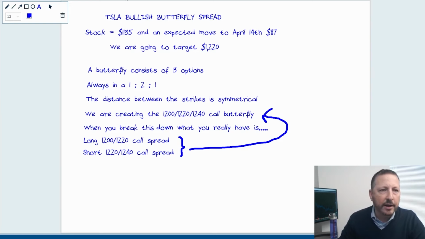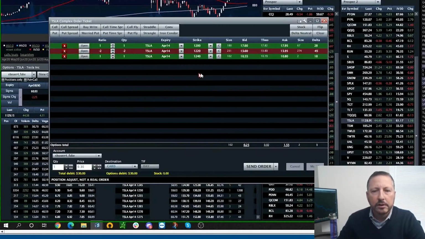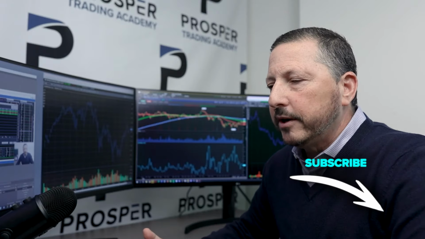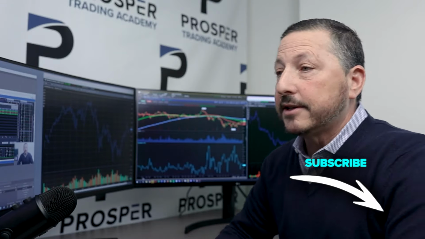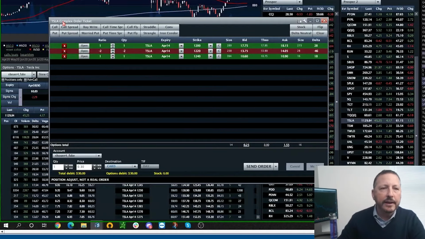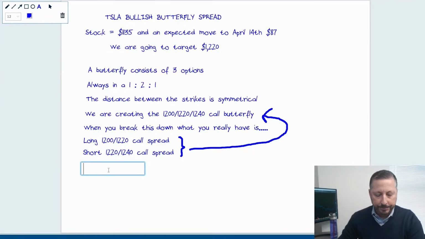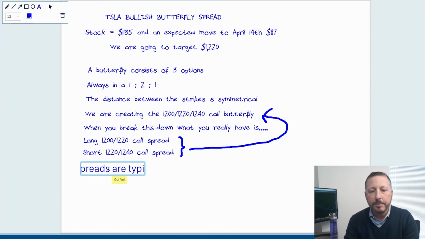So let's look at the pricing on something like this. If we were to price this out, we can see that the midpoint of this market between the bid and the offer is approximately $1. 90 cents, $1, which certainly seems pretty cheap, right? To have some really nice upside exposure for $1. Well, that's one of the nuances of a butterfly. Our butterfly spreads are typically, and I'm going to put in quotes here, cheap.